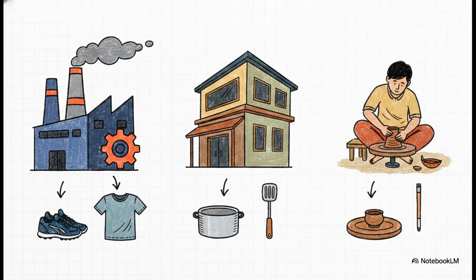Our source actually shares a really great little story to ground this concept. It talks about a young boy named Harish who goes shopping for Diwali. He's amazed by the sheer volume of stuff in the market, and his dad points out that everything they see comes from a totally different scale of manufacturing.